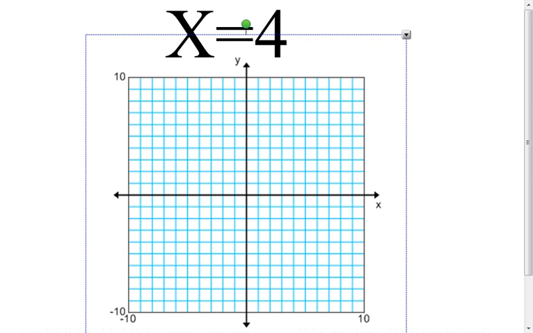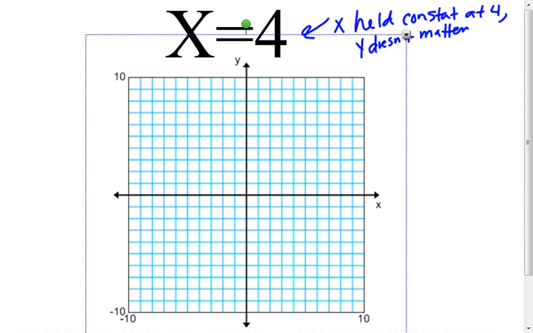First of all, I want to talk about a couple of specific kinds of lines that we are going to have to deal with here. This has the equation x equals 4, and then we will talk about slopes with them. When you do x equals 4, basically what that means is that the x has to be held constant at 4, and the y doesn't matter.